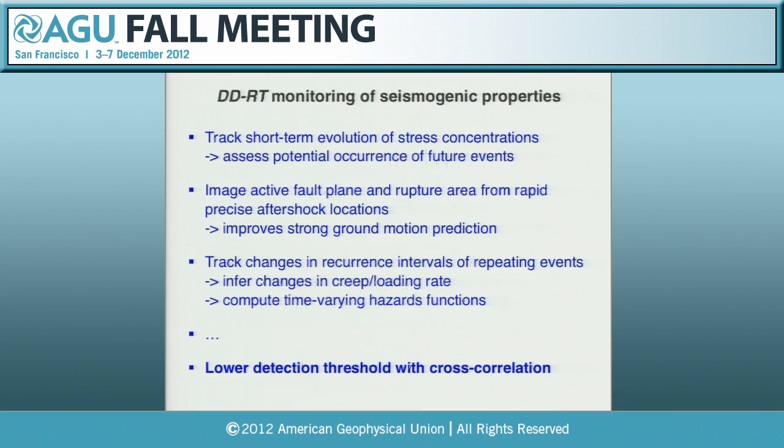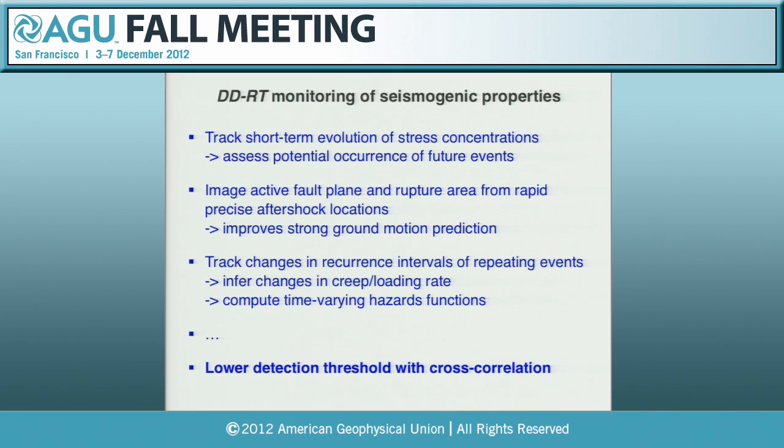So you can see from this kind of analysis that the DDRT framework is not only here to produce high precision locations, but we can do a lot more analysis, especially looking at changes in seismogenic properties. We can track the short-term evolution of stress concentration, like I just showed you in the previous slides. We can image active fault planes and rupture areas from rapid, precise aftershock locations. Or we can track changes in recurrence intervals of repeating earthquakes. And from that, we can infer the loading rate or creep rate of certain specific faults. That's a project we're currently working on.